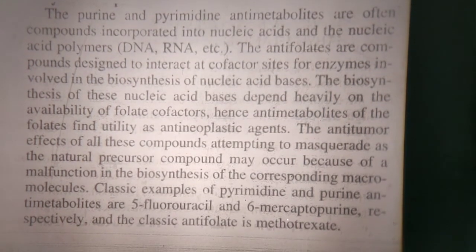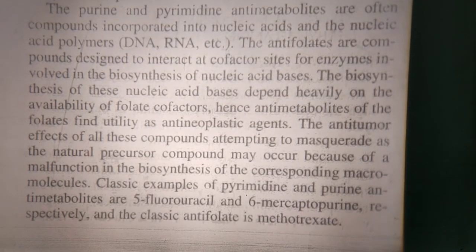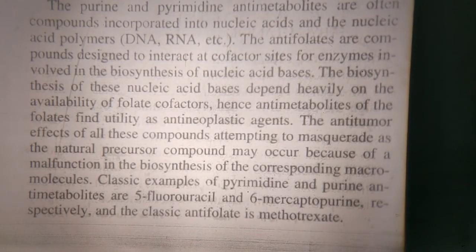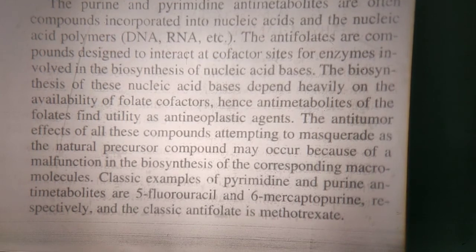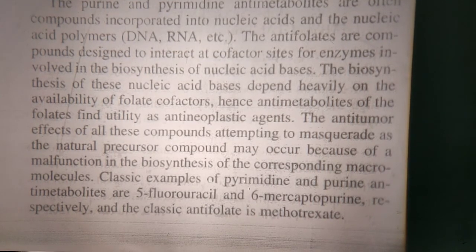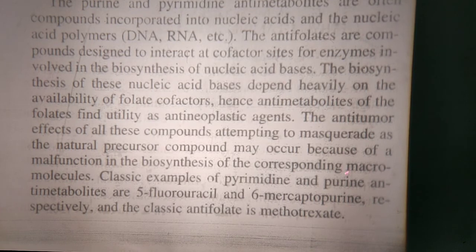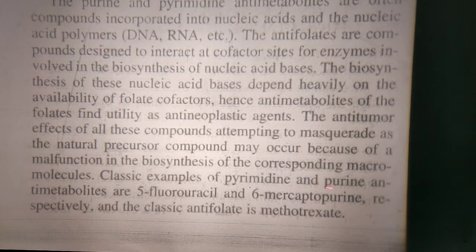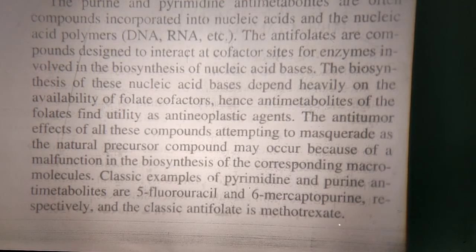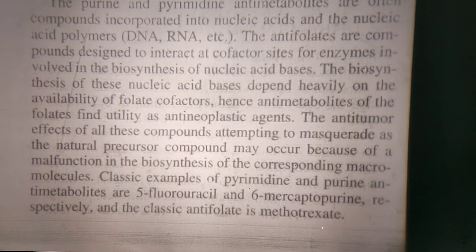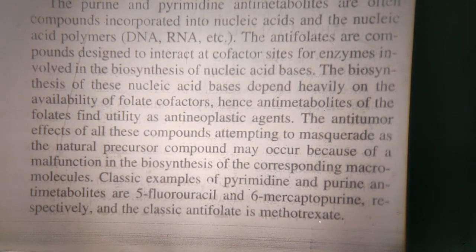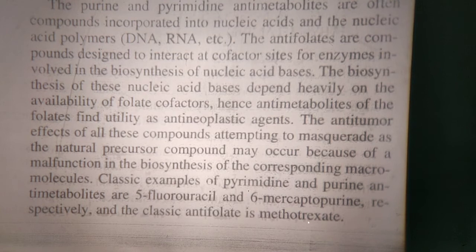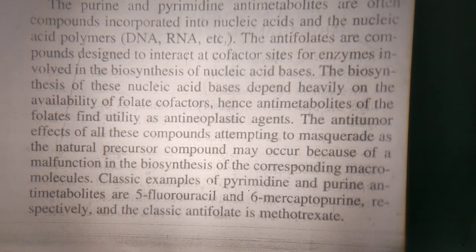Now, we have to emphasize exemplary antimetabolites. In the case of pyrimidine, it is 5-fluorouracil. In the case of purine, it is 6-mercaptopurine, and as an antifolate, we have methotrexate. These are the effective agents which are classically used as anti-neoplastic agents. Now, we are going to deal with 6-mercaptopurine, which is a purine antimetabolite drug.